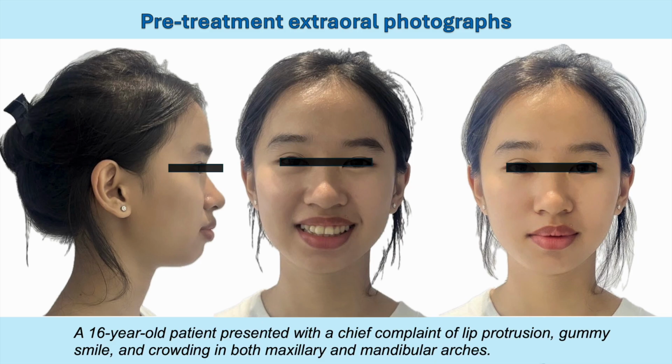A 16-year-old female patient presented with a chief complaint of lip protrusion and a gummy smile. She also exhibited moderate to severe crowding in both arches. Extraoral examination reveals a convex profile and significant lip incompetence.